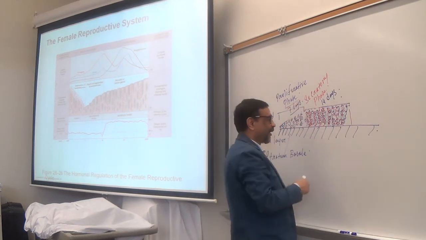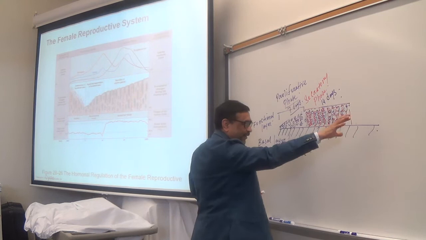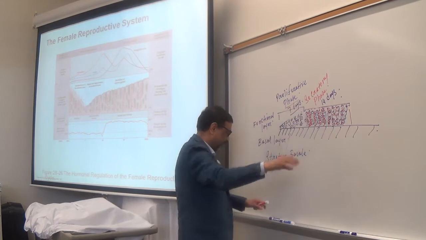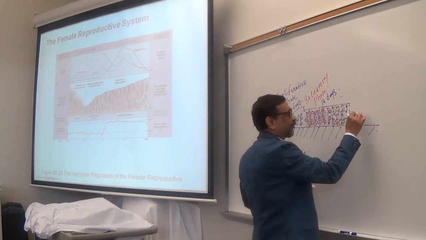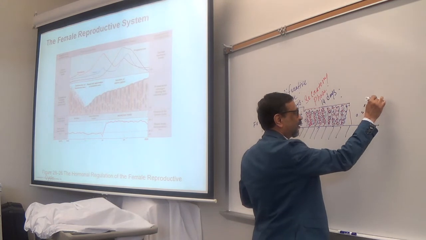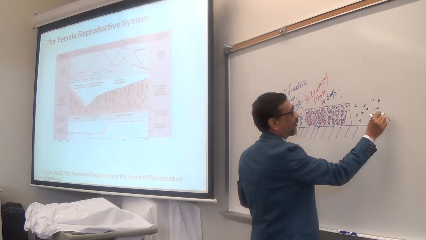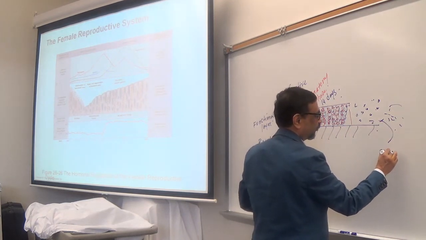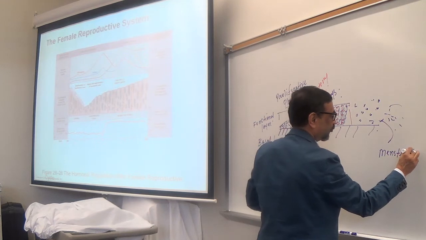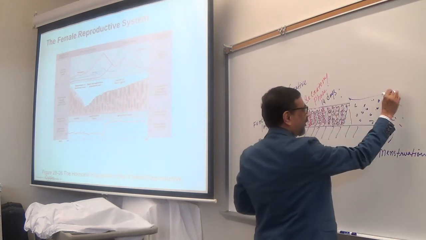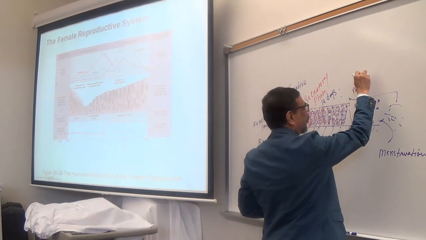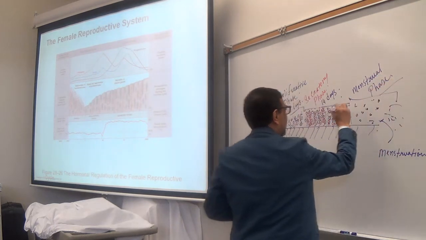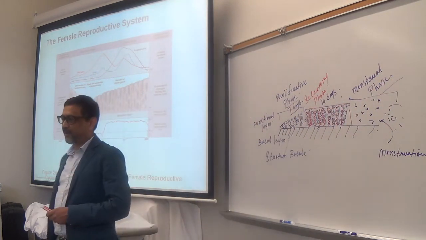Okay? So what will happen? Destruction of everything. Blood vessels will be destroyed into small pieces. Glands will be destroyed into small pieces. The tissue will be destroyed into small pieces and will disintegrate and get out from the body as menstruation. So this part is the menstrual phase.